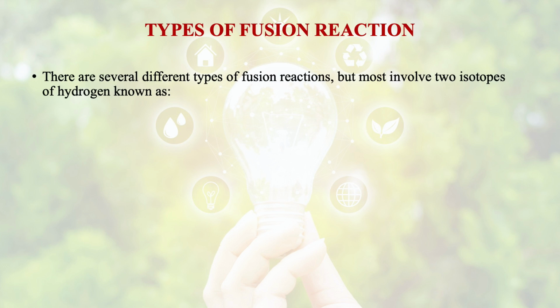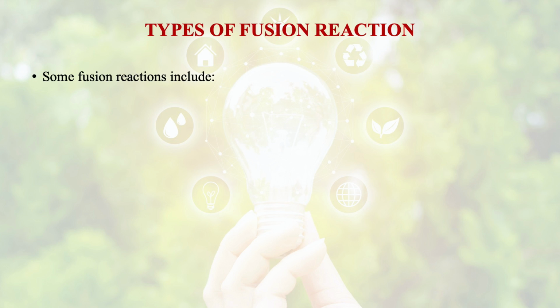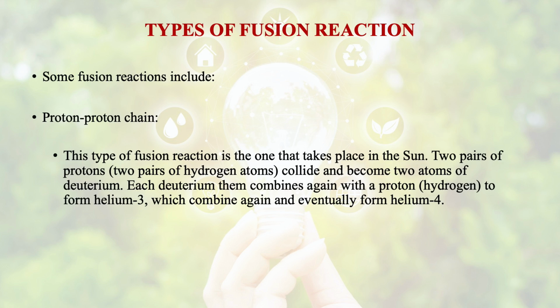There are several different types of fusion reactions, but most involve two isotopes of hydrogen known as deuterium and tritium. Some fusion reactions include the proton-proton chain. What happens in this proton-proton chain? This type of fusion reaction is the one that takes place in the sun.